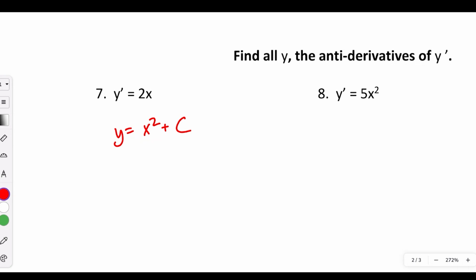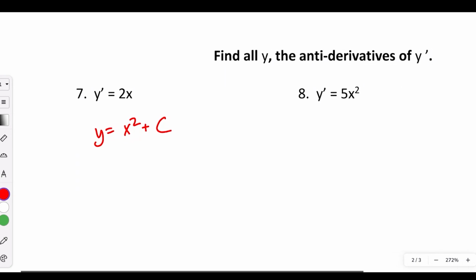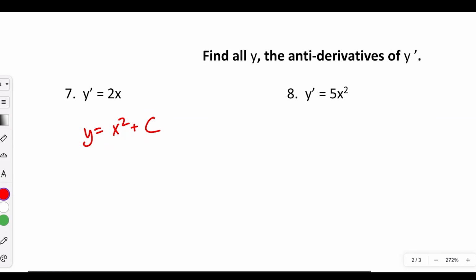So try the next one though. Just give yourself 30 seconds and really just think about it. You don't have to say it out loud or anything. Just write down, go through. You're basically doing the power rule backwards here. See if you can come up with y. And if you're not sure you got it right, just check your answer by differentiating it. Use the power rule on whatever you come up with and see if you get back to 5x squared.